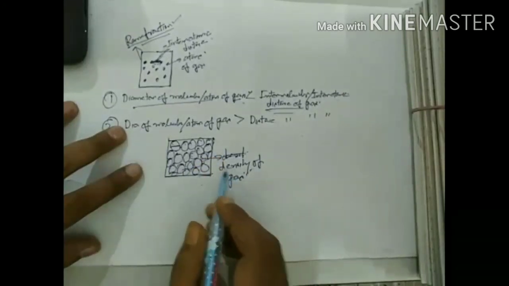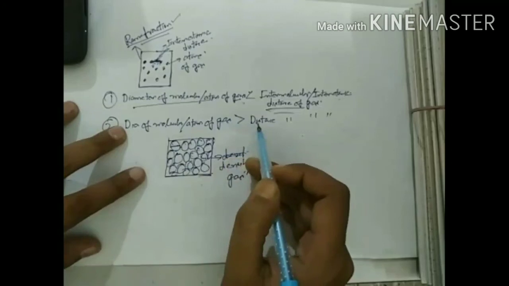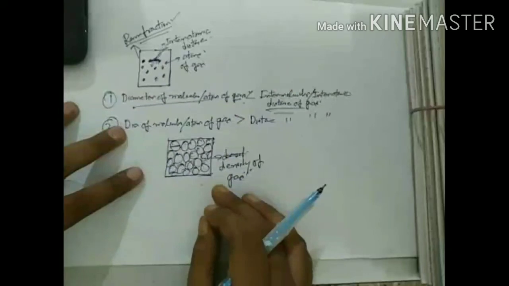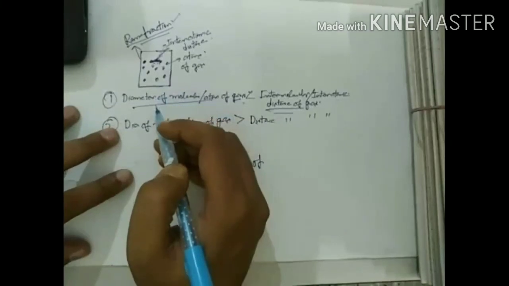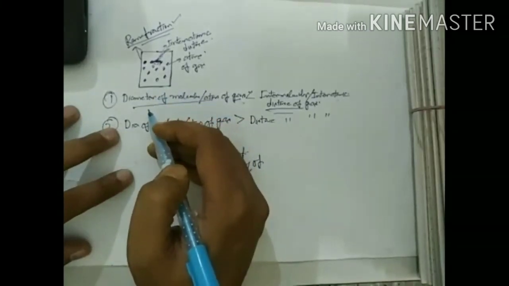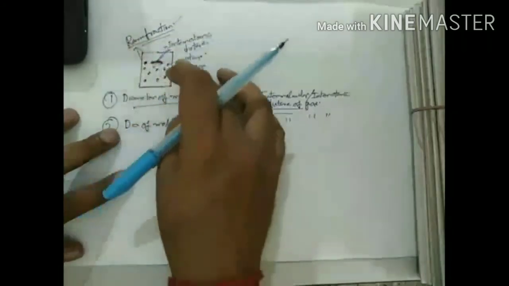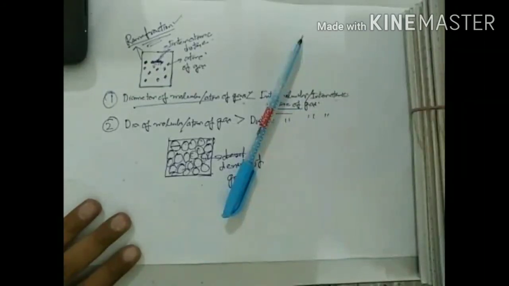But if the diameter of a molecule or atom of gas is less than the distance between these two molecules or atoms, this is the case where the density of that system is very low. So we cannot assume that the whole system is filled with the same density throughout the container. So this is the case of rarefaction. Okay, so again we move to our slide.